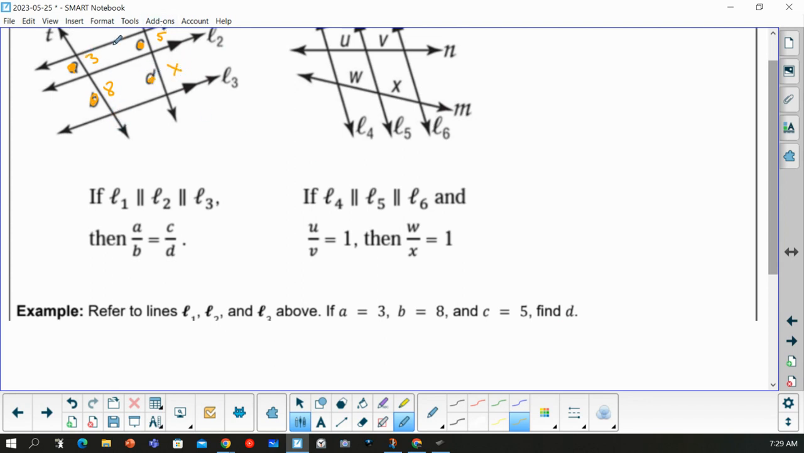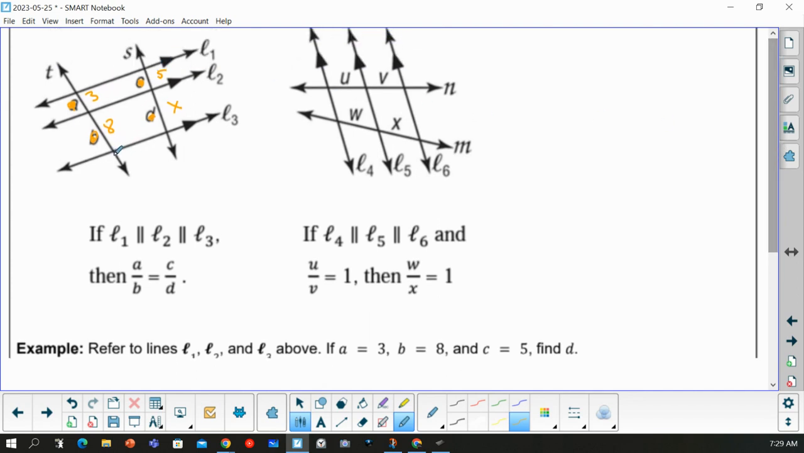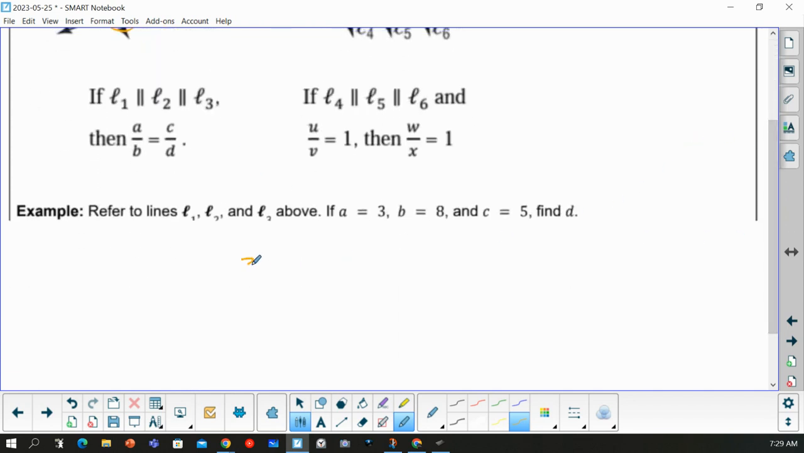3 over 8. Notice I always like these because the diagram actually looks like my problem. 3 over 8 equals 5 over x. Do you see that? 3 over 8 equals 5 over x. I always like this because it actually looks like the problem that I'm going to work out. Cross multiply, 5 times 8, 40. 3 times x, 3x. Divide both sides by 3.